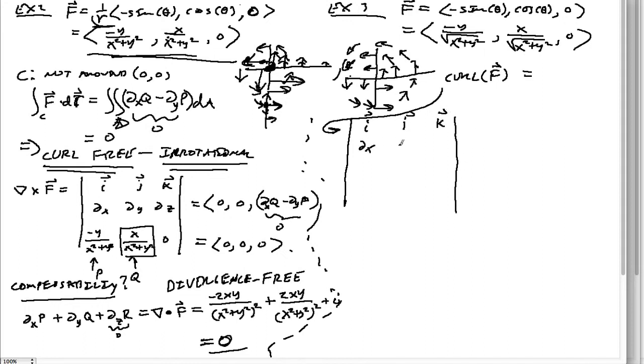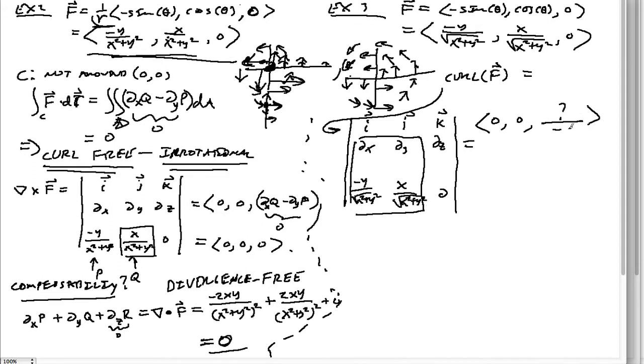It's going to be partial x, partial y, partial z, negative y over root x squared plus y squared, x over root x squared plus y squared, and 0. And just like before, we know that the first two components of this vector are going to be 0, 0, and we'll compute that in a second. All right, so we know that's what it is.